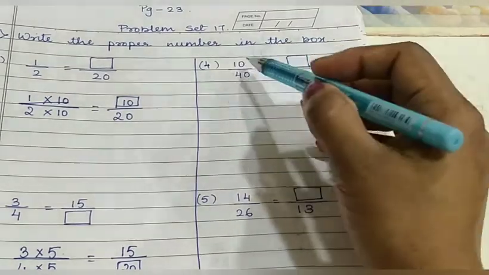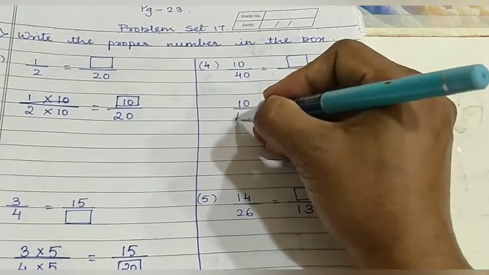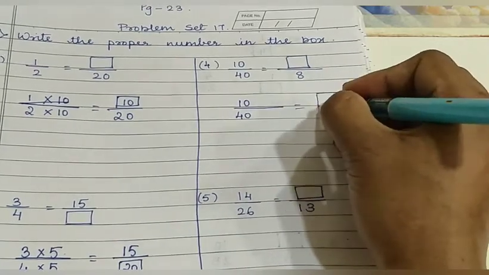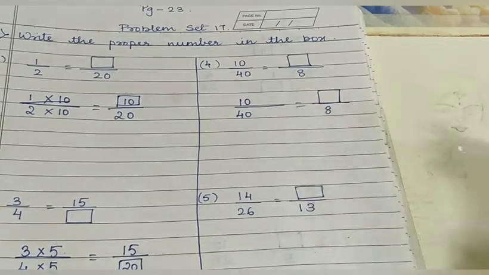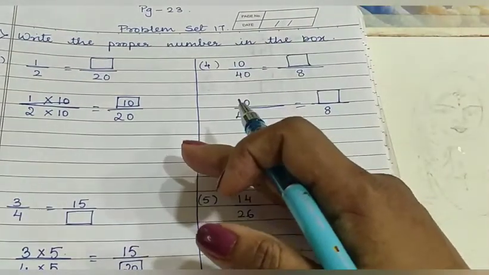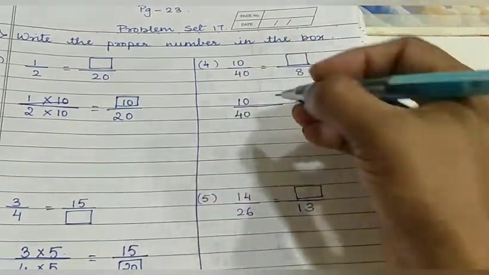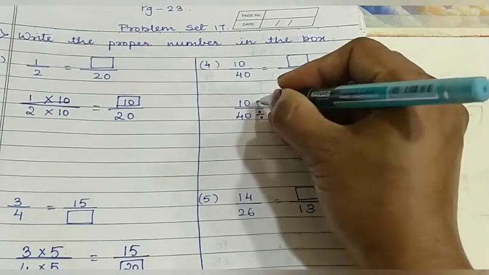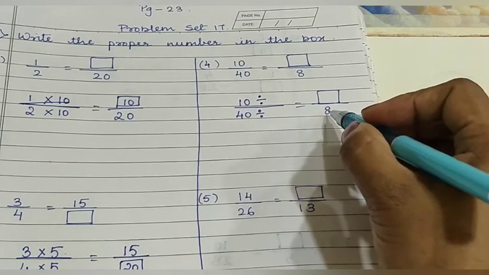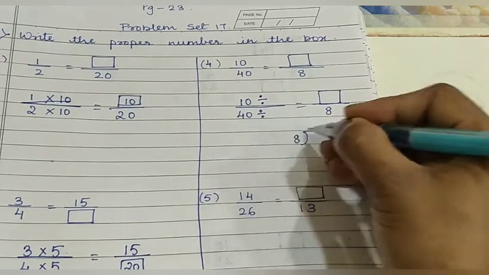Now see, 10 upon 40 is equal to, now which side is the number big, children? On the left side. So when the number is bigger on the left side, it is going to be division. Right, children? So when you divide, which number will you divide with? 8.